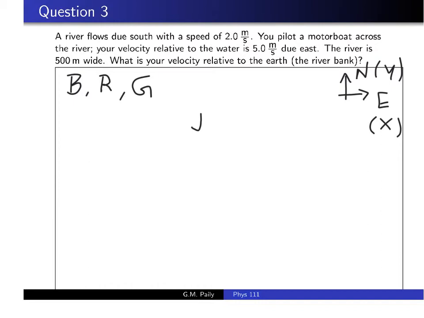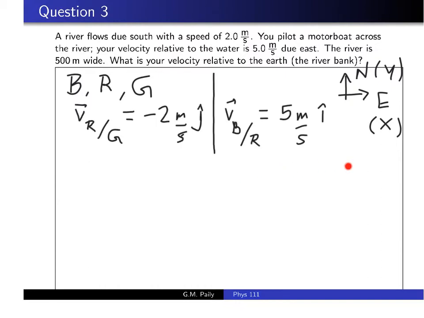The velocity of the boat with respect to the river is 5 meters per second i hat, since you're moving east. We wish to find the velocity of the boat with respect to the ground.